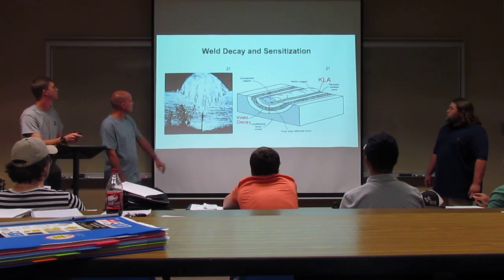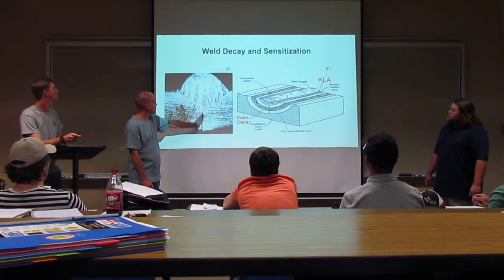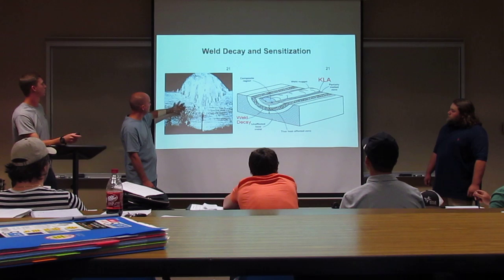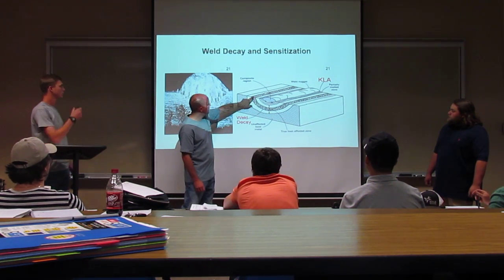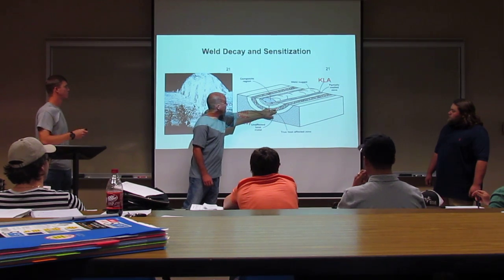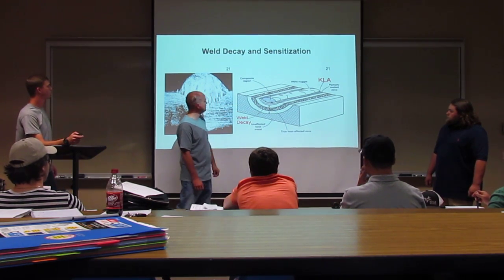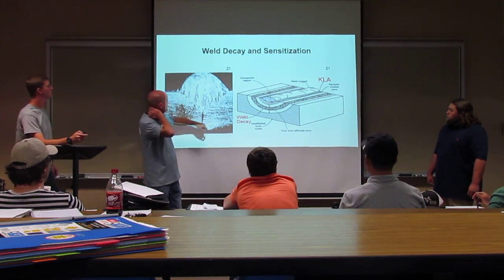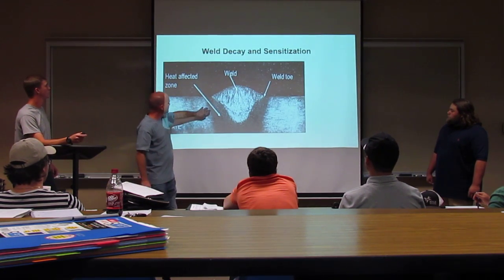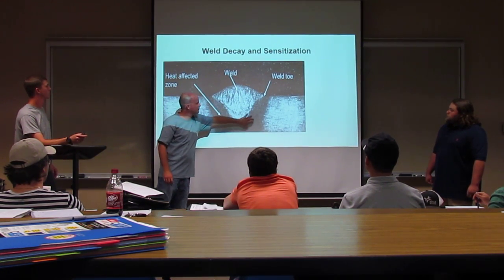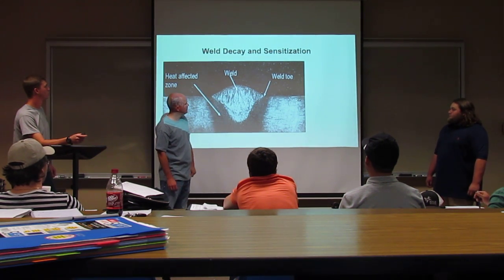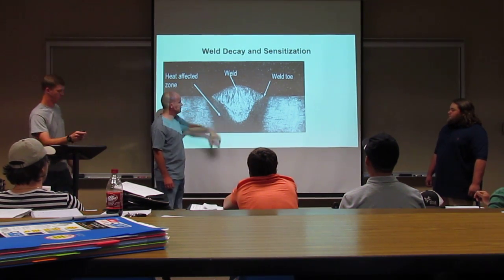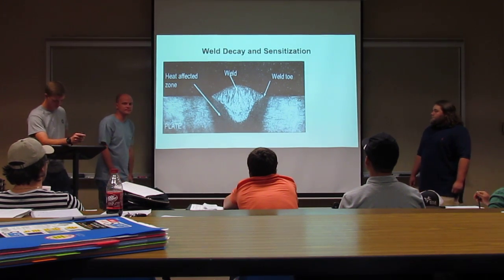And here you can see where this weld joint started to decay. And right in here is where it started to decay also. If you go to the next slide, see how it's all really dark in there? That's where the sensitization is, where the heat affected this zone and caused it to decay.